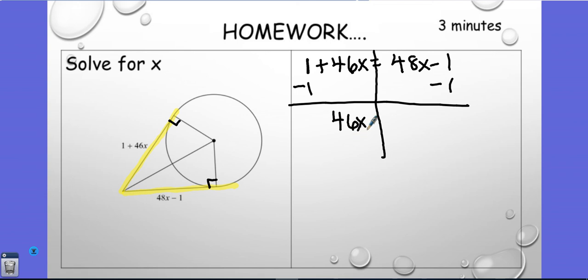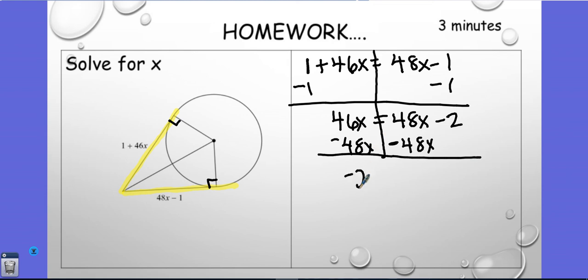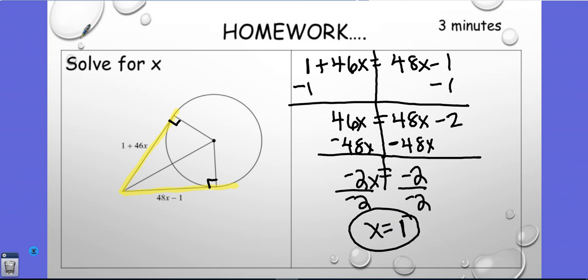So we get 46x equals 48x minus 2. And the variables belong on the left side. And we have to cross over this line, so we're going to change the sign. So negative 2x equals negative 2, divided by negative 2, divided by negative 2. So x is equal to 1. And we're finished with that one.